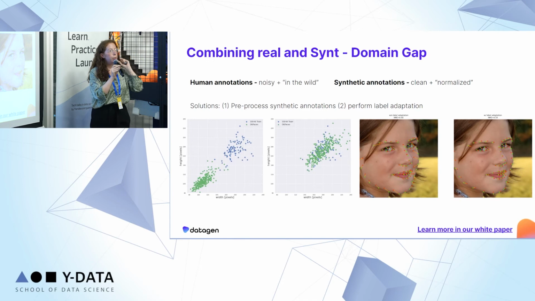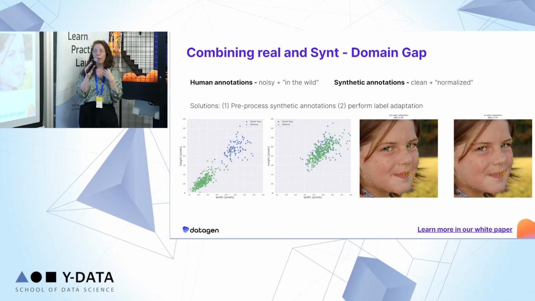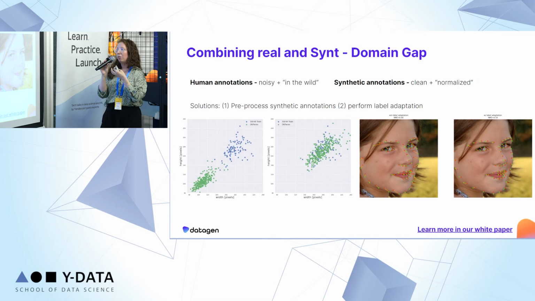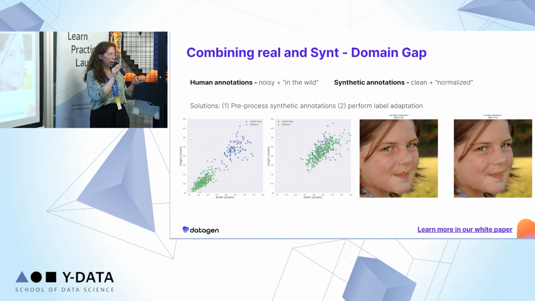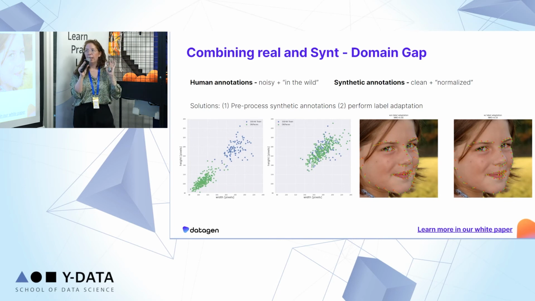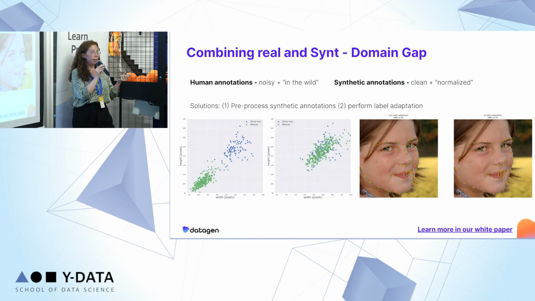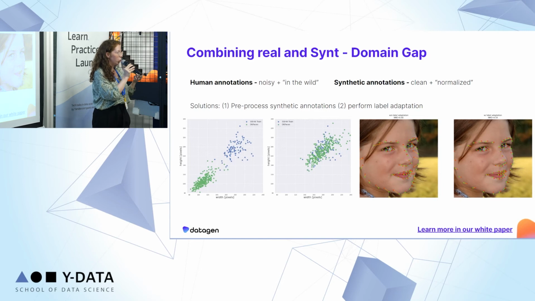Now, as I mentioned in the beginning, I don't believe that human annotations are going anywhere. The beauty will be to mix the two. Real-world annotations have their beauty in being noisy, but synthetic annotations have their beauty in being clean and normalized. Our algorithmic team, specifically Roy Ron, wrote a beautiful paper on how to combine synthetic data, specifically synthetic annotations, in a way that makes sense and really improves their models.